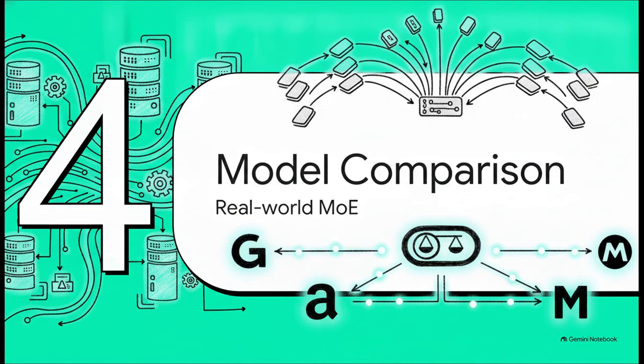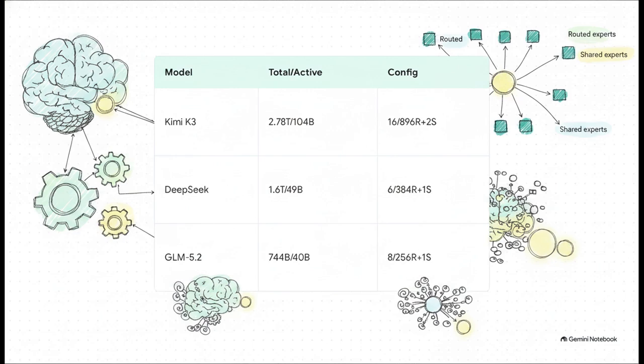Section 4. Real-world model comparison. Let's see how all this theory actually gets applied out in the wild. Now, what's really interesting about this is the sheer variety in how these top models are built. If you look at the configurations, Kimi K3 is just massive. Out of 896 routed experts, it selects 16 per token, plus it uses 2 always-active shared experts.